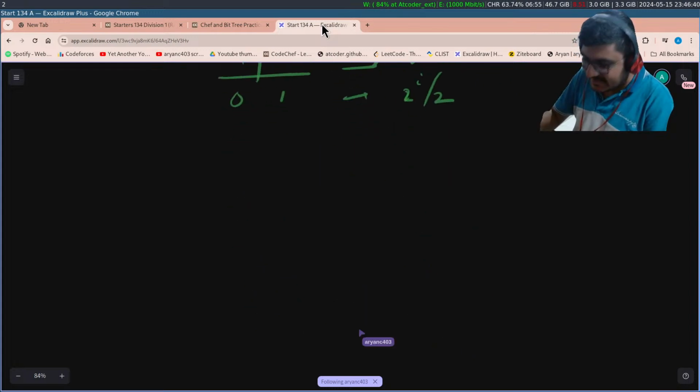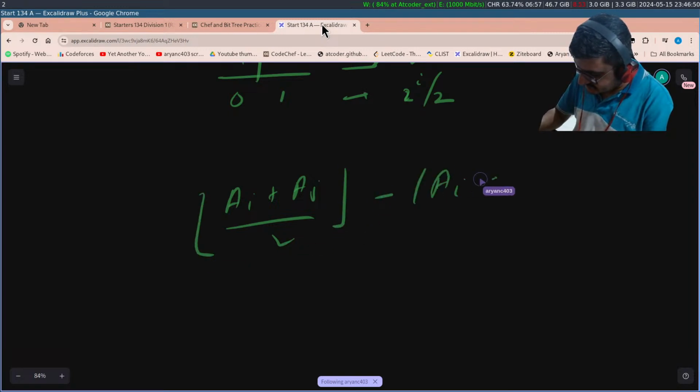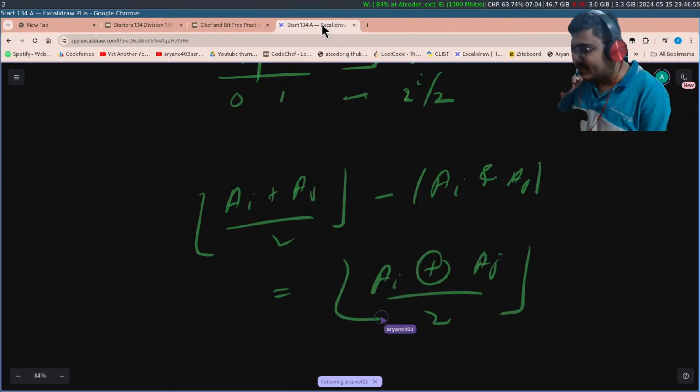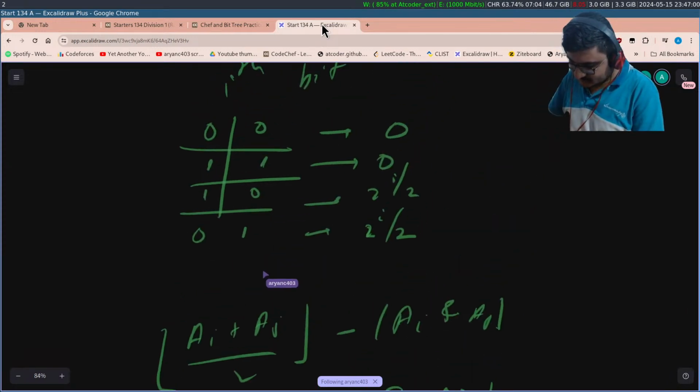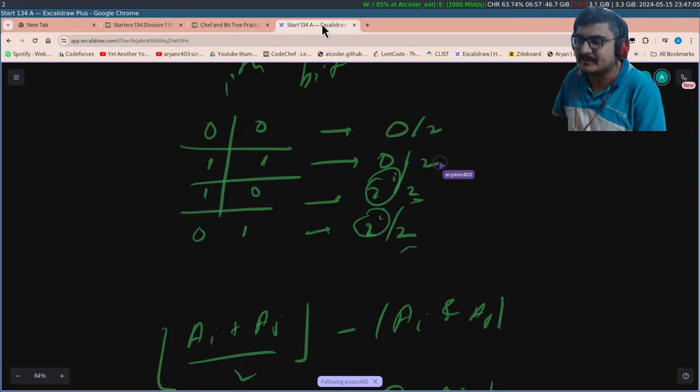Then if we try to simplify it, our expression will become (a_i + a_j)/2 minus (a_i AND a_j). It turns out that this expression is (a_i XOR a_j)/2. And this is mostly manipulation over here. You see this part is XOR only, which is essentially divided by 2. We can say it adds 0 by 2, it adds 0 by 2.